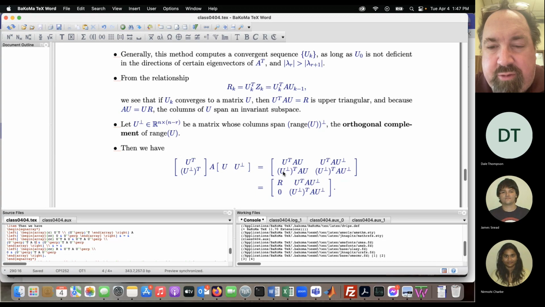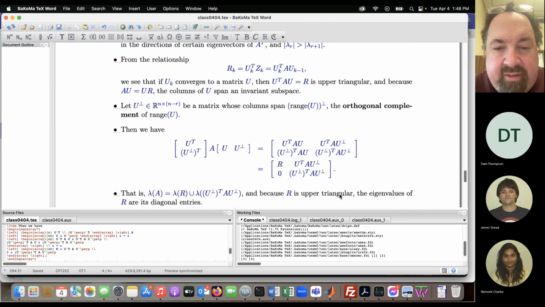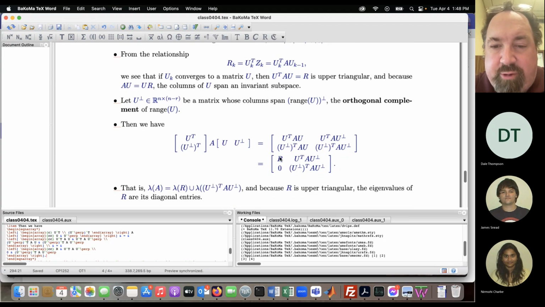And because the columns of U perp are orthogonal to the columns of U, this 2-1 block here is 0. So in other words, we have a way to reduce A to block upper triangular form. And that means that the eigenvalues of A come from the eigenvalues of R and the eigenvalues of whatever this matrix is. All right. And R is upper triangular. So we can say that the largest r eigenvalues of A come from the diagonal of this matrix.